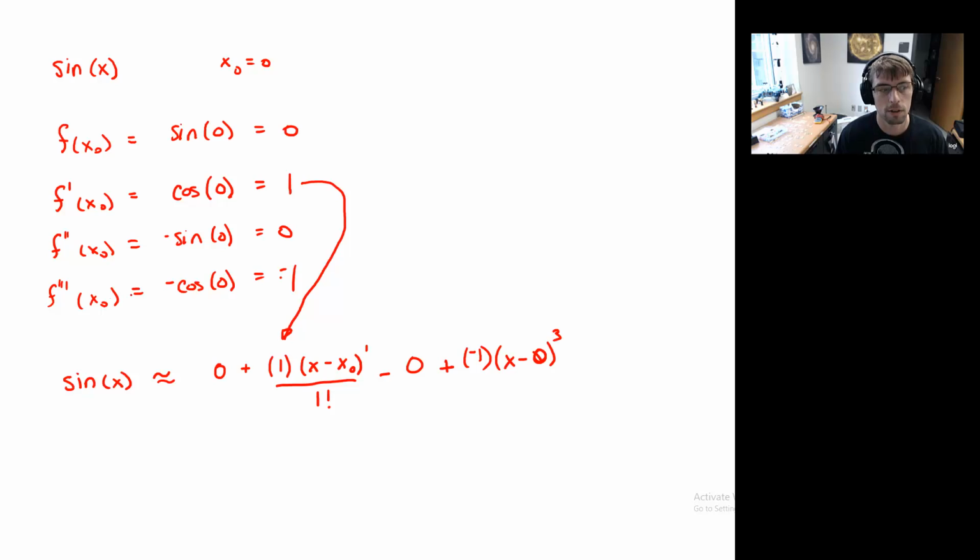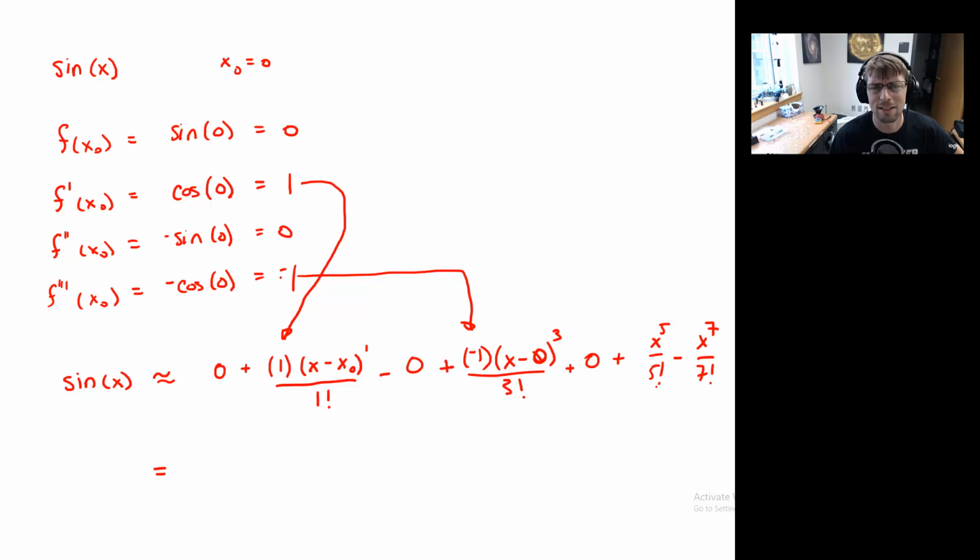And this is the third derivative over 3 factorial. And if you keep going, you probably see that the next one's going to be 0. And the next one, what's the pattern? Go ahead, write down the pattern for me. Yeah, hopefully you see it. You get the next one is x to the 5th over 5 factorial. And the next one, negative x to the 7th over 7 factorial, etc., etc.